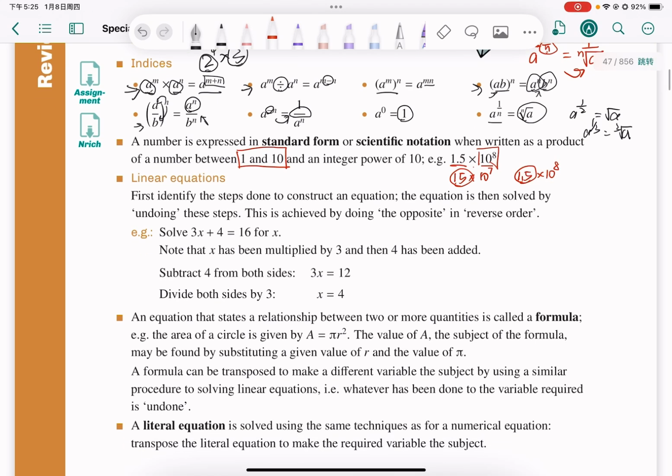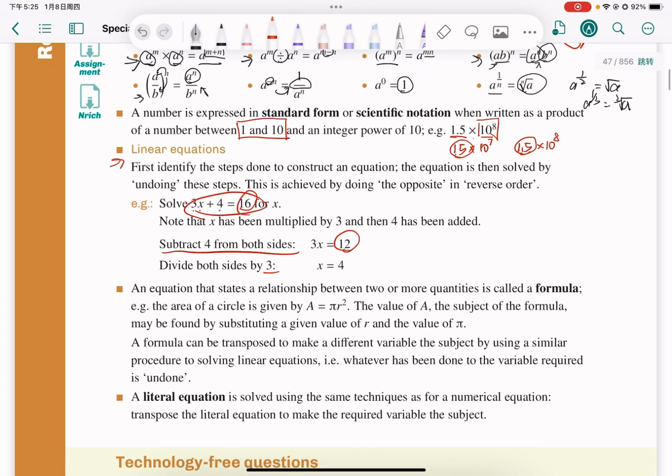Okay, so we want to make this part to be between 1 and 10. Okay, the next dot point, this one, is very easy. We just need to solve for this equation. Note that x has been multiplied by 3 and then 4 has been added. So yeah, x times 3 and then plus 4 is equal to 16. Then we subtract 4 from both sides, and then 16 becomes 12, and then divide by 3 on both sides. So x is equal to 4.